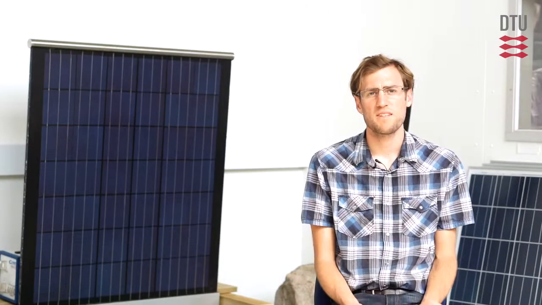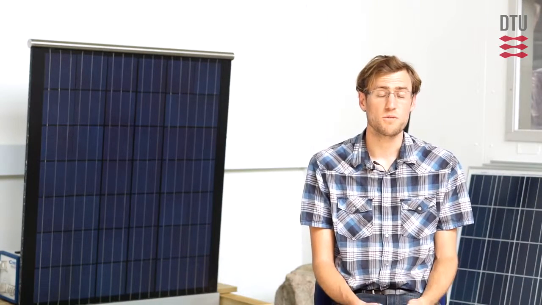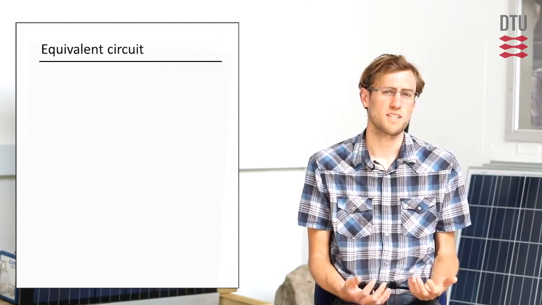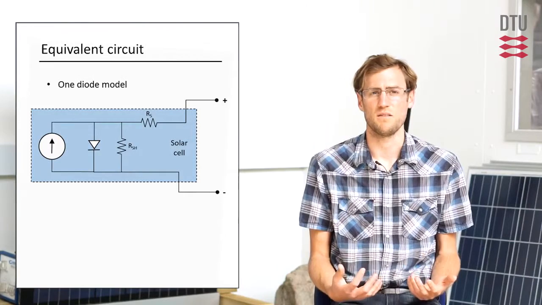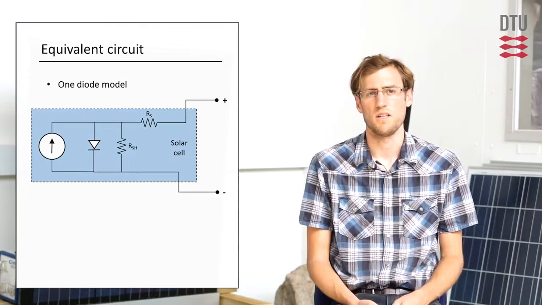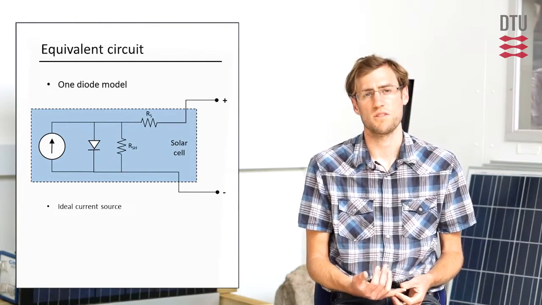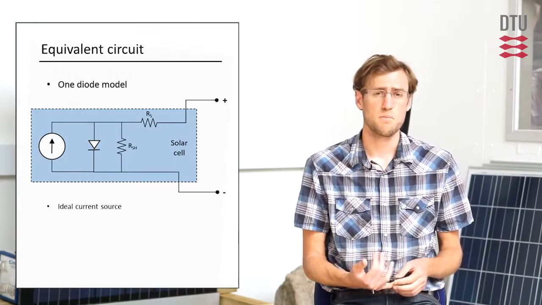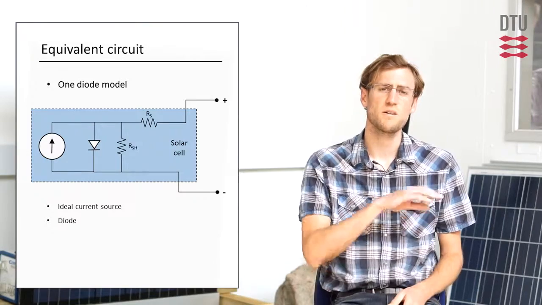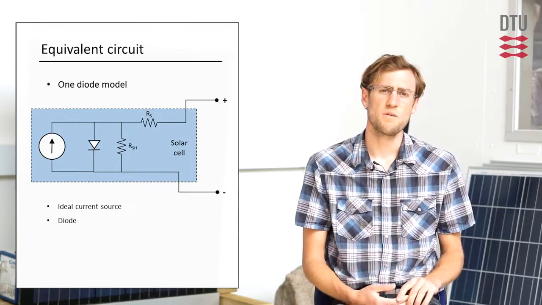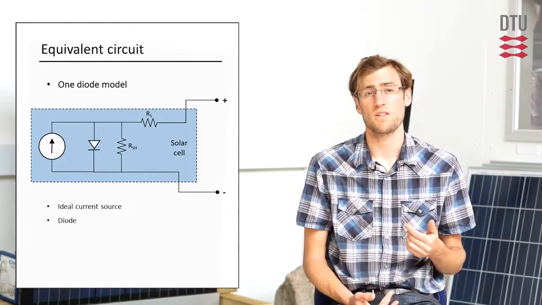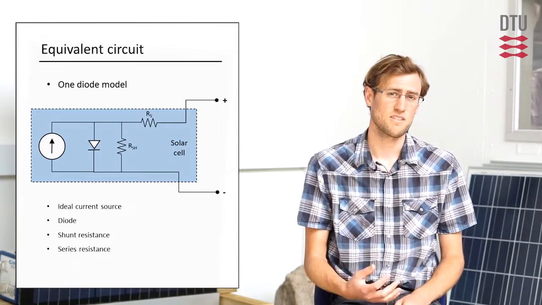So the performance of PV devices is oftentimes modeled with equivalent circuits. The most commonly used equivalent circuit in PV is the one-diode model. So there's 4 components in the one-diode model. There's an ideal current source, which is driven by light intensity. In parallel with that, we have a diode, which gives us the diode effect on the IV curve. And then we have 2 parasitic resistances, namely the parallel R shunt resistance and R series resistance.